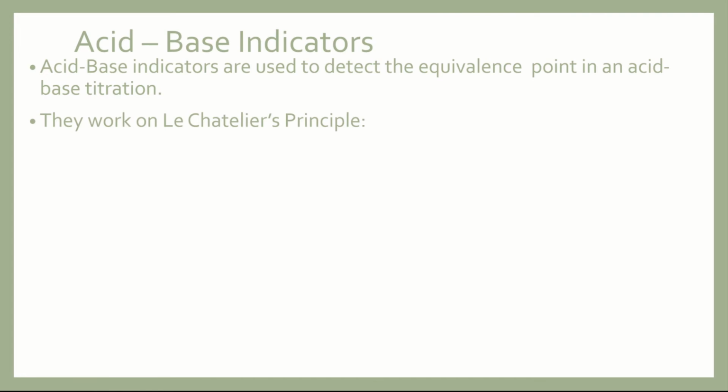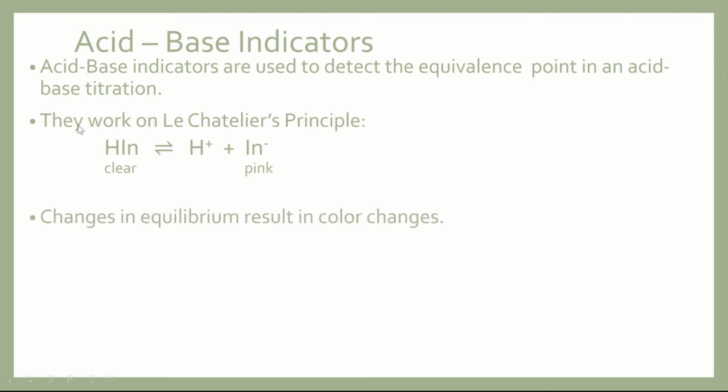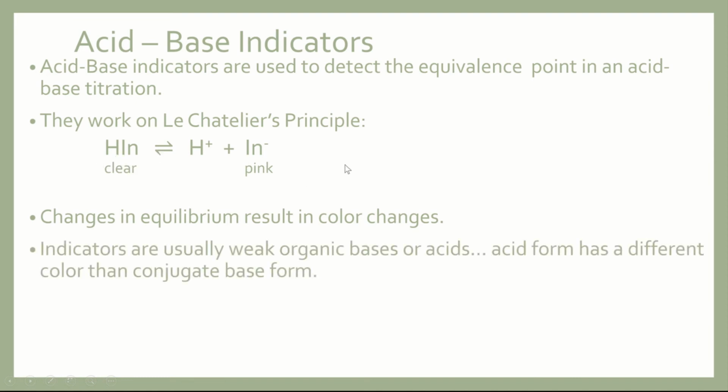All right, so acid-base indicators. These are used to indicate and detect the equivalence point. Again, they work on Le Chatelier's principle as well. The idea being that the anion has a different color. Well, not necessarily the anion. It could be a base as well. But when it loses that hydrogen ion, or it loses the hydroxide ion, it has a change in color.